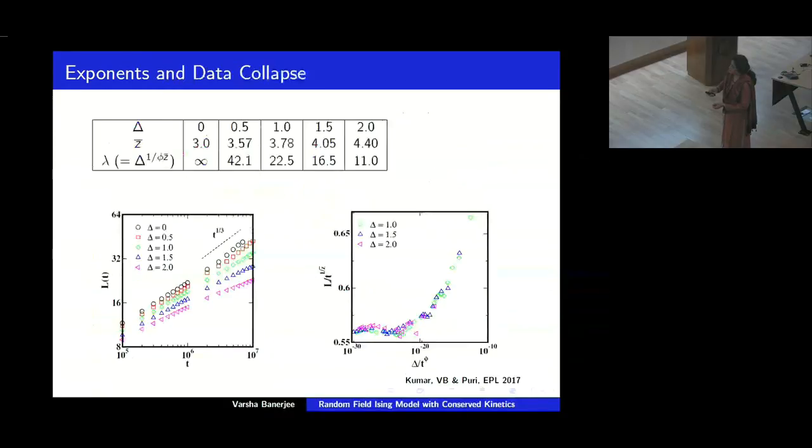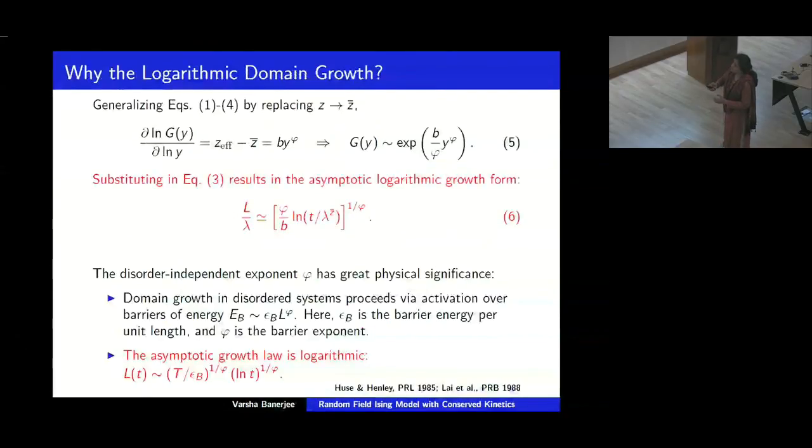So that's the data collapse on getting all these exponents. Z bar is dependent on the disorder, so these are the different values of the exponent, and that's what has happened to this data by using this appropriate scaling function. And let me just tell you why one is talking about logarithmic growth here.